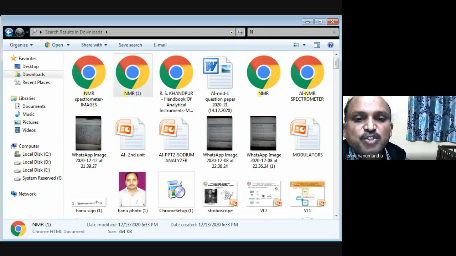Now let us see what instrumentation is presented in this. Sample holder is a glass tube 8.5 centimeters long and 0.3 centimeter in diameter. It acts as the sample holder. And the permanent magnet provides a homogeneous magnetic field at 60 to 100 megahertz. Magnetic coils induce a magnetic field when current flows through them. Right? And the field generator produces an equal amount of magnetic field passed through the sample.